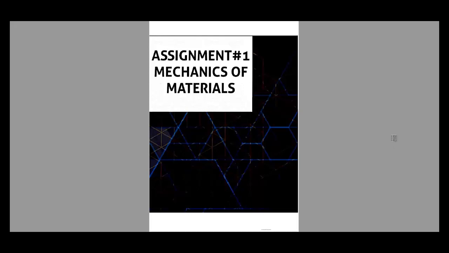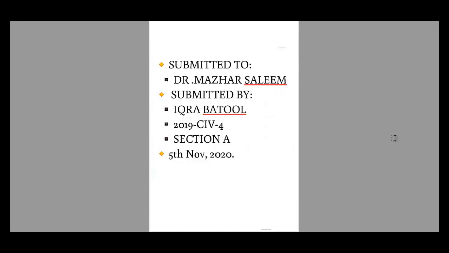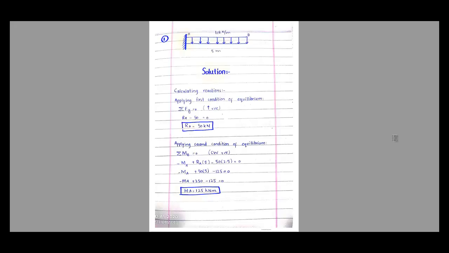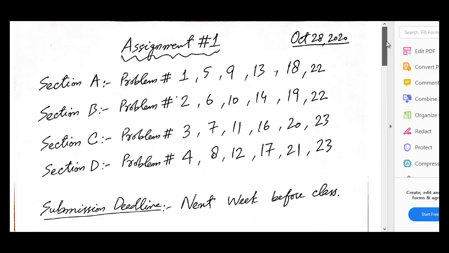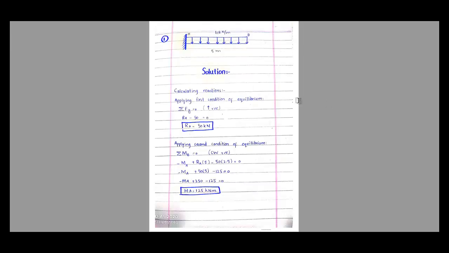Okay, let's move on. Alright, so as you guys already know, I gave different assignment problems to different sections. The problems of section A include problem number 1, 5, 9, 13, 18 and 22. So let's see the assignment solution.